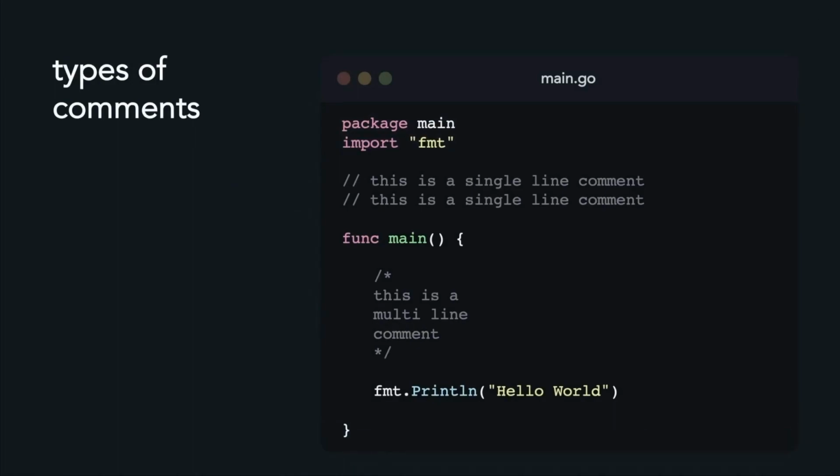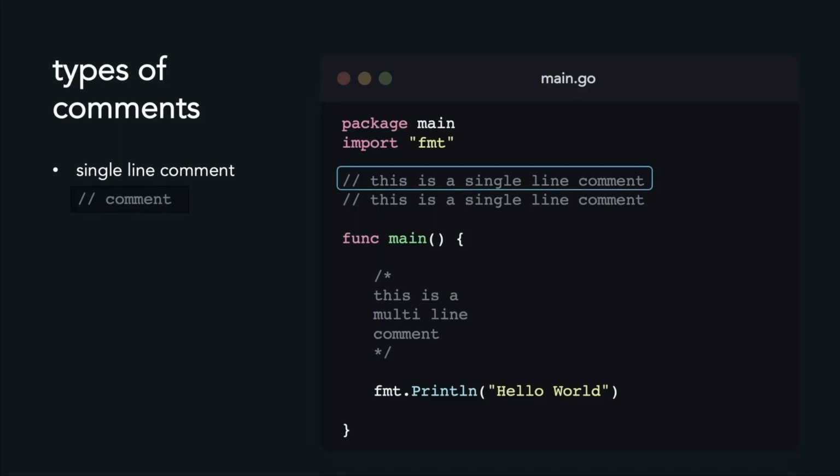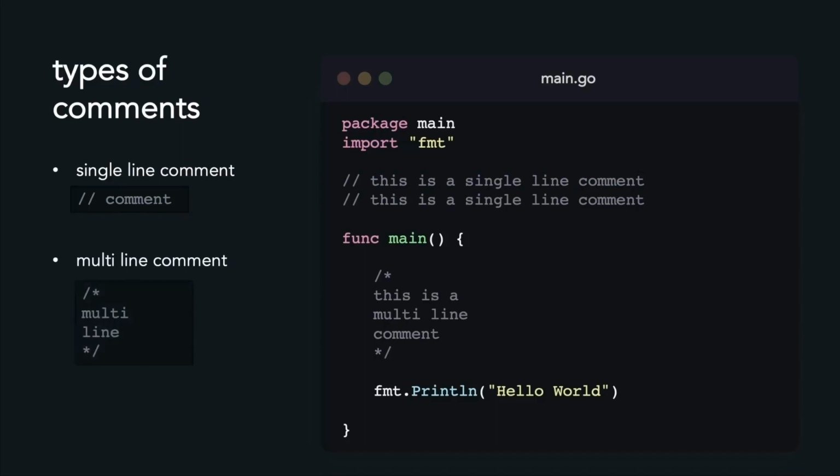Now, Go supports two kinds of comments. First, we have the single line comment. And as the name suggests, using 2 forward slashes, you can write a comment on only one line at a time. However, Go also supports multi-line comments. You can specify a multi-line comment using this delimiter. So to write a multi-line comment, the forward slash and the asterisk mark the starting of the comment, and the asterisk then forward slash marks the ending of the comment. So we can write a multi-line comment such as this.